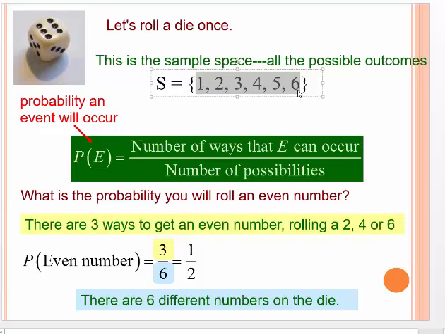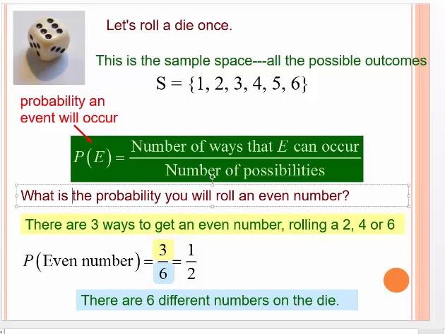If I'm interested in the probability of a specific event E, I would denote it this way: probability, and then in parentheses E, what I'm interested in. Now it's just a fraction. The numerator is the number of ways that E can occur. Whatever the event E is, how many times could that happen? I'm going to divide that by the number of total outcomes. The question we'll ask ourselves: what is the probability you will roll an even number?